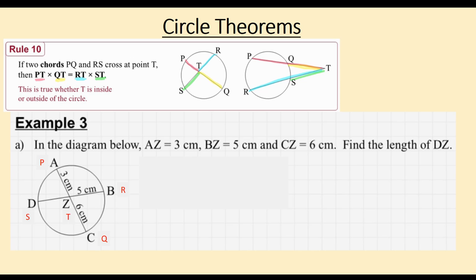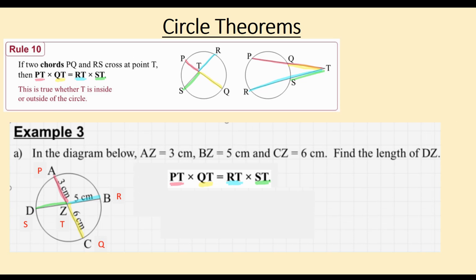At that point then, we're going to use our formula. All right, and I've colour-coded it again so that you can see which line goes with which part. And we can either use that formula and ignore the other bits now everything's labelled, or you can rewrite a formula for the particular question. So PT is the same as AZ. Okay, QT is the same as CZ, RT is the same as BZ, and ST is the same as DZ.